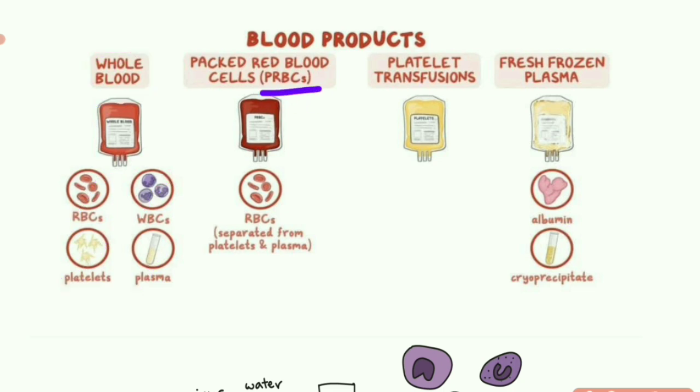PRBCs means packed red blood cells. PRBCs contain RBCs separated from platelets and plasma. So whole blood contains RBC, WBC, platelets and plasma. If we remove plasma, platelets and WBC, the remaining product is packed red blood cells, PRBCs. Other components of blood are platelets and plasma.